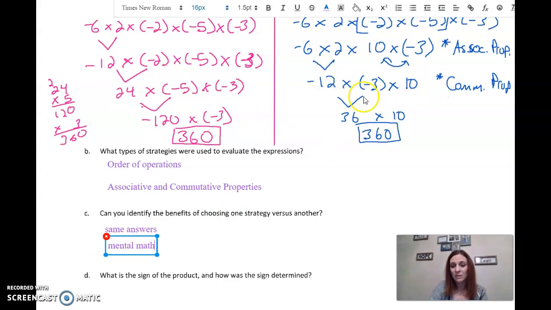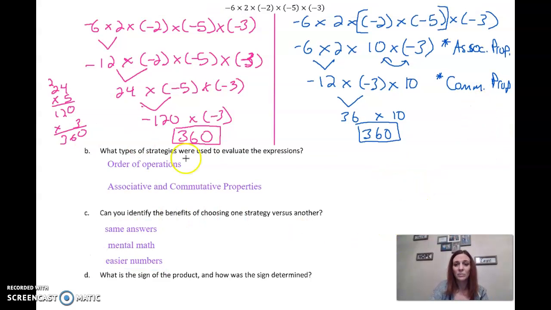Okay, right here, I'm not writing anything off to the side. These are all numbers I can do in my head. And it's also giving us easier numbers to deal with, okay? And that's helping us do mental math. Because instead of doing 24 times 5, I did 12 times 3. I know what 12 times 3 is better than I know what 24 times 5 is.